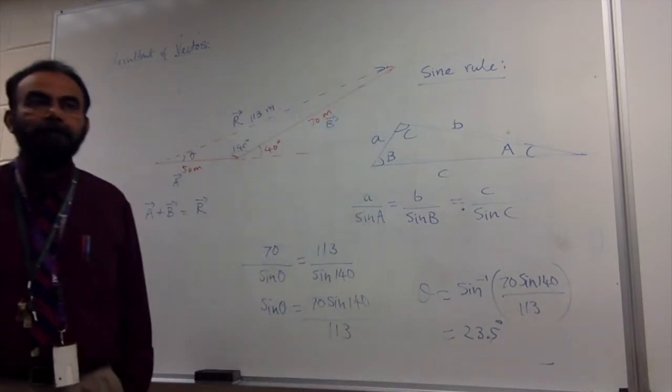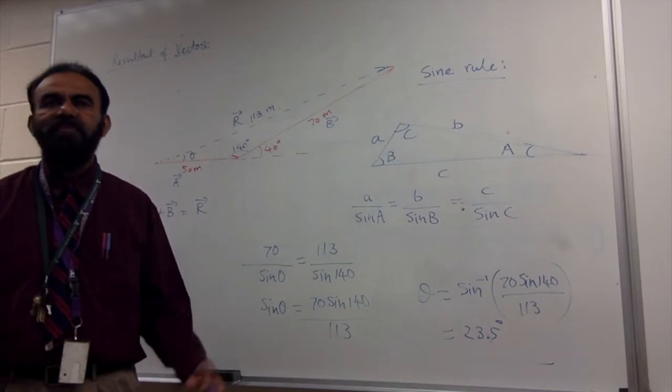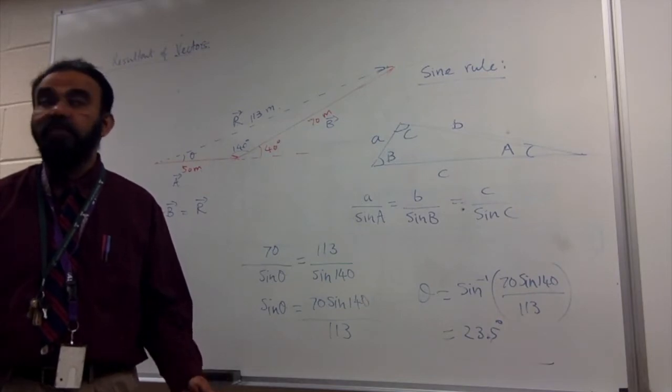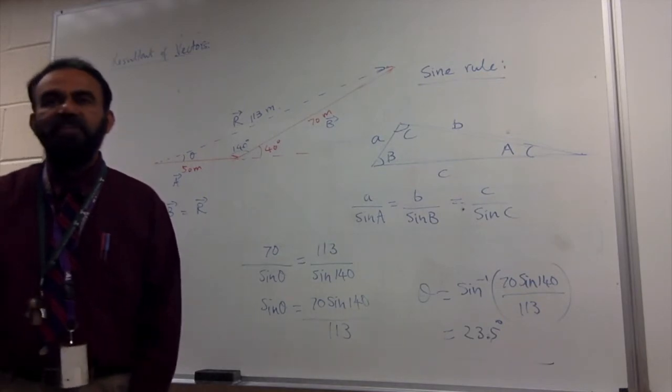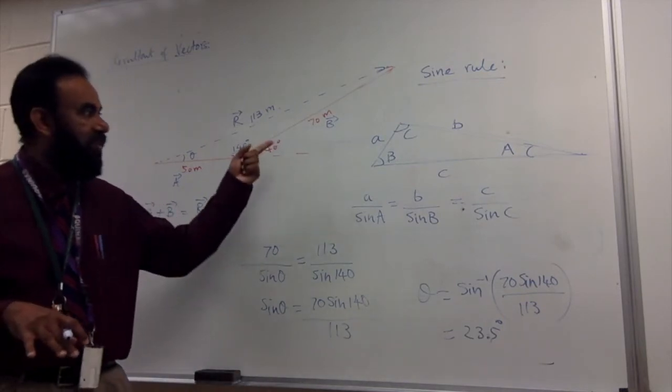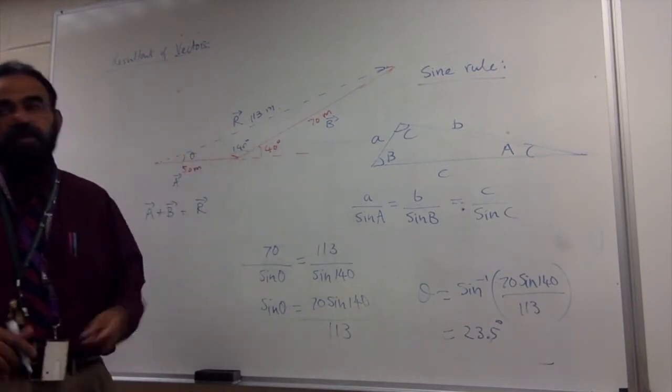West of north? No, I never said the plane was going east or north and all that. Above horizontal. Since I didn't mention anything about north, east, and all those things, you just have to say what I referred to. What is 40 degrees? Above the horizontal. So your answer is also going to be above the horizontal.